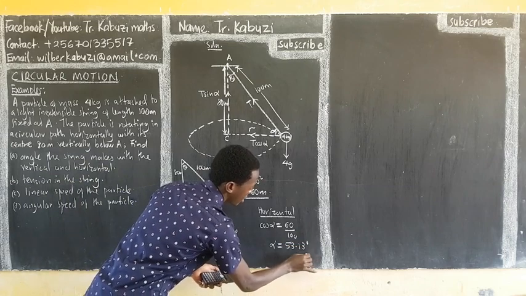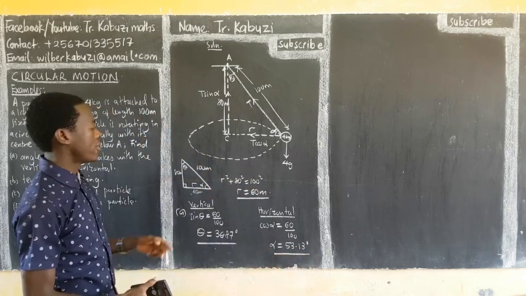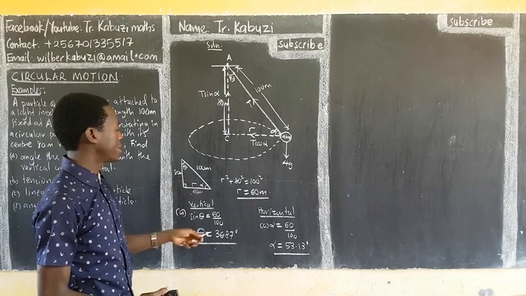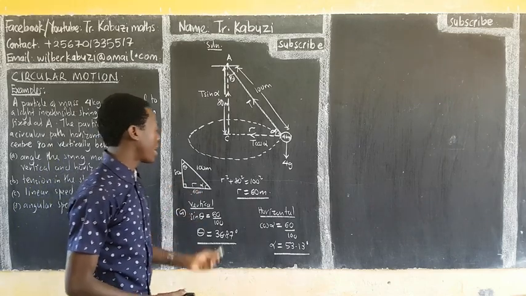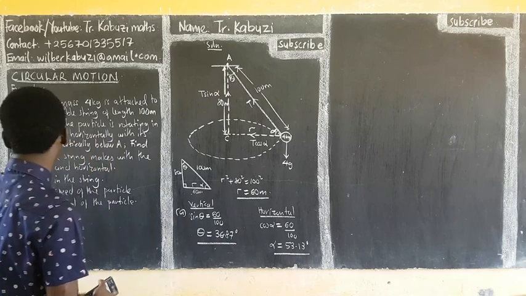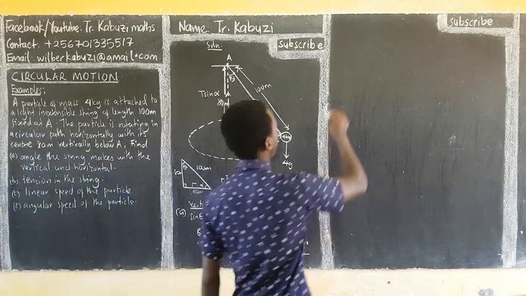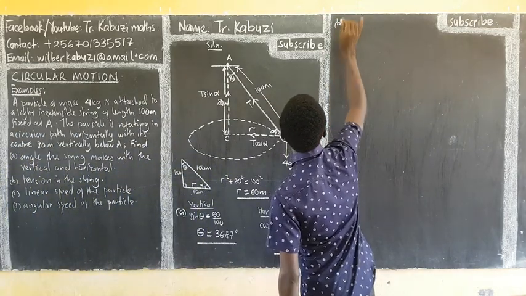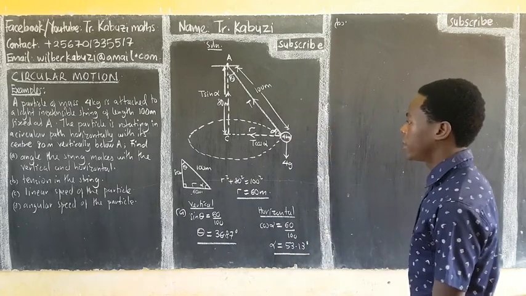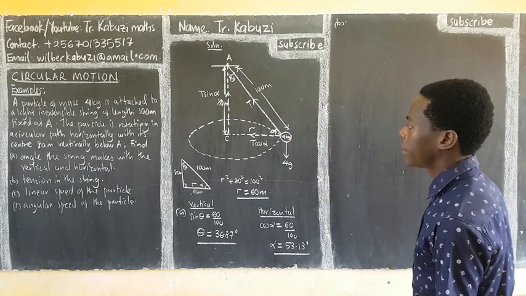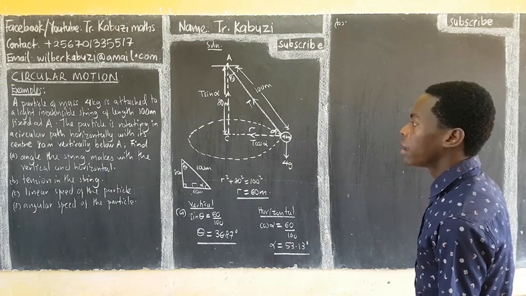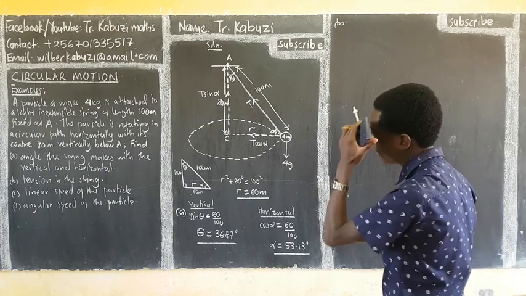53.13 degrees. Or you can use still sine, this will be the opposite. It's up to you. So you have the angle in the bottom, we have the angle with the horizontal. Then they want us to get now the tension in a string. How are you going to get that tension? Tension in a string now that calls for resolving.